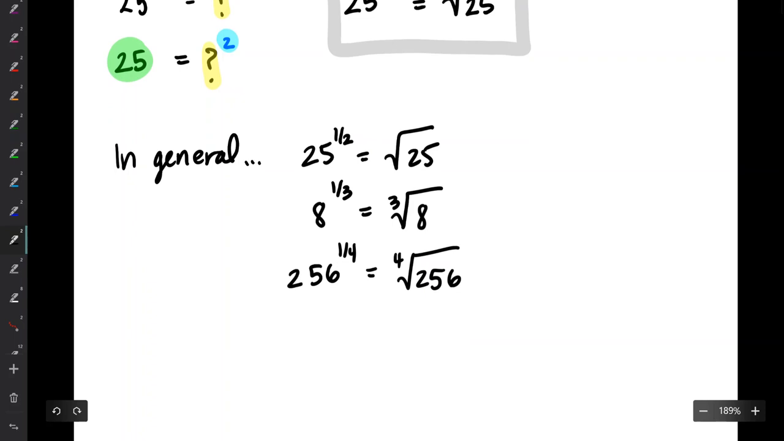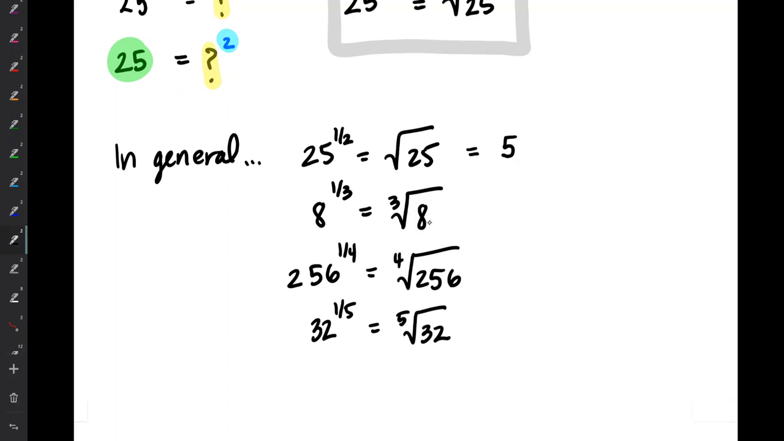Let's just do one more. How about 32 to the 1/5 power? That's notation for the 5th root of 32. Now I gave us numbers that we're going to be able to simplify here. We do know the square root of 25 is 5.